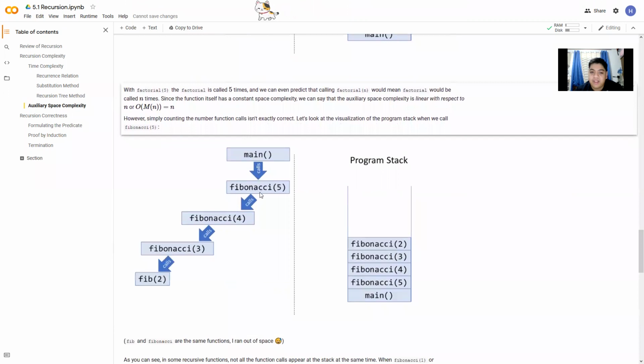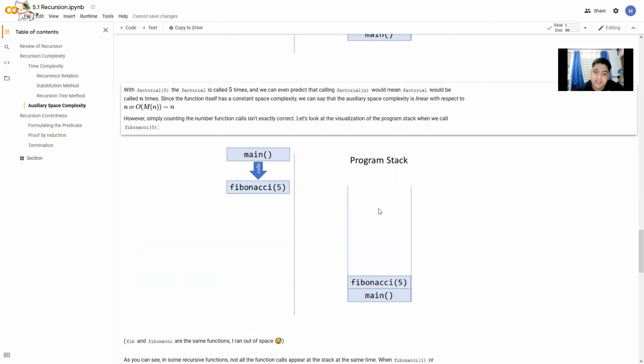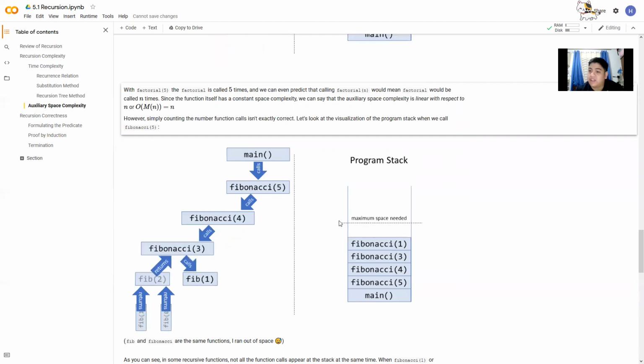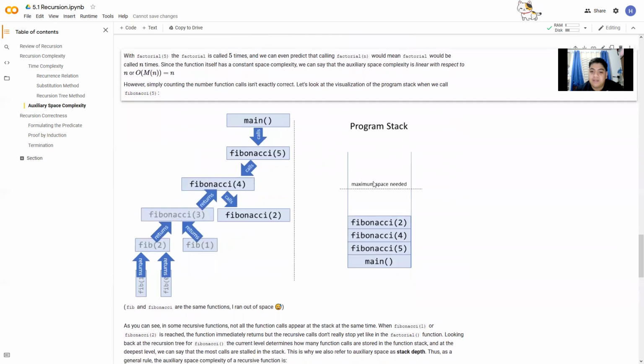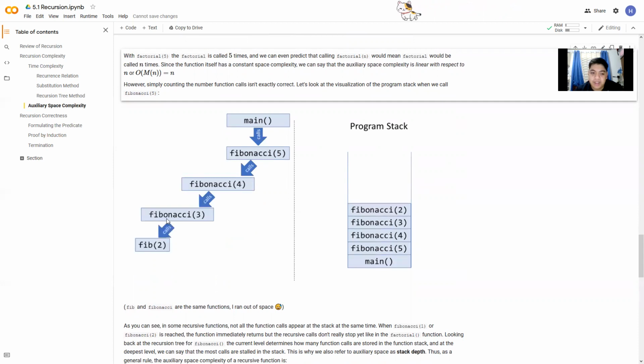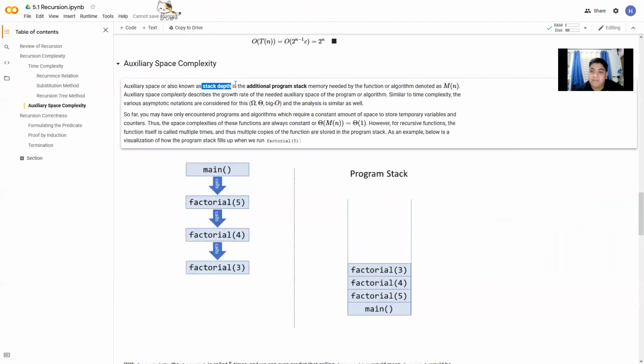Since, let's see here, if we get the Fibonacci of 5, the Fibonacci of 1 actually terminates, and then we can already return. So you might notice here that there will be a certain amount of memory that we will ever only need, and we don't actually need more than that. So that maximum amount of space that we need is accurately measured by the depth of our recursive tree, actually, which is why we also call the auxiliary space the stack depth.